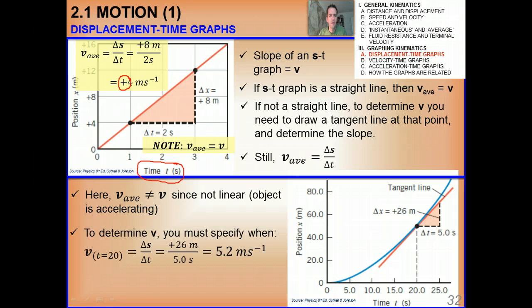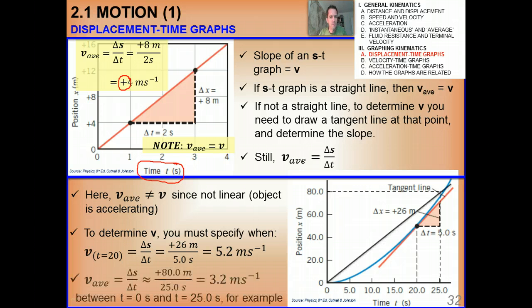To determine the instantaneous velocity, you have to specify a particular time. For example, if I say the instantaneous velocity at 20 seconds, that basically means the slope of that red line right at 20 seconds. With this particular data, I get about 5.2 meters per second. And notice that the average velocity is going to be the slope of the line drawn from the initial point to the final point as a straight line. In this case, it's 3.2 meters per second between 0 seconds and 25 seconds. So really, everything I've depicted on this slide is pretty much review at this point.